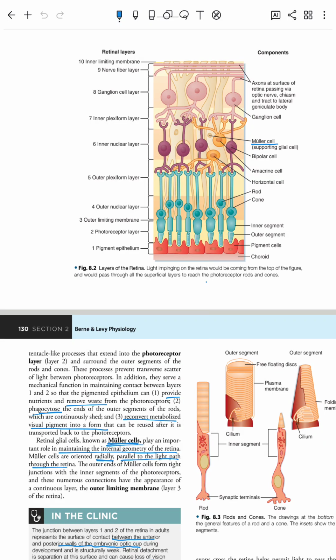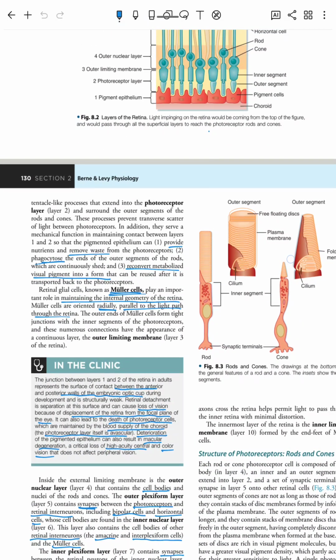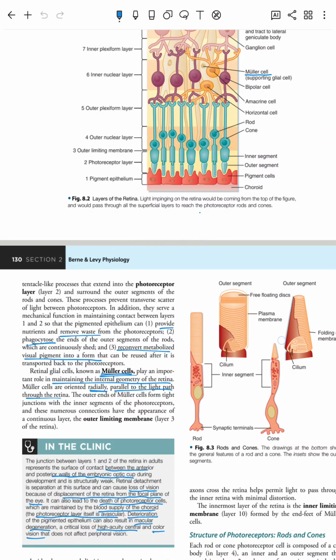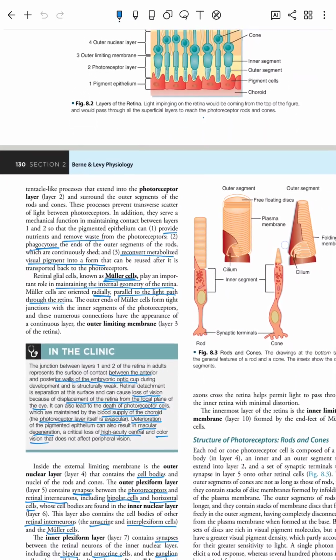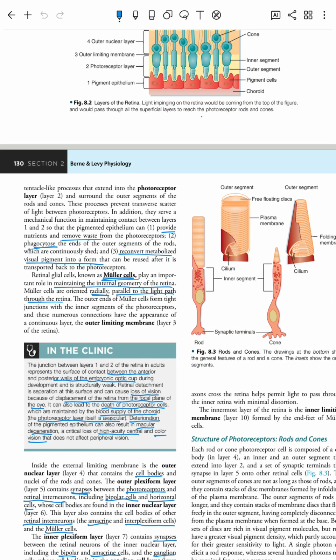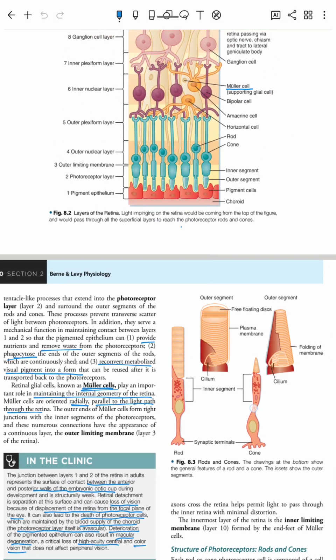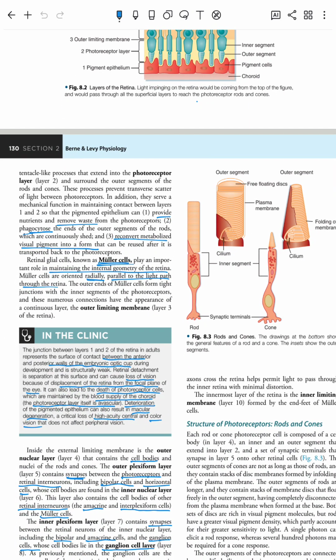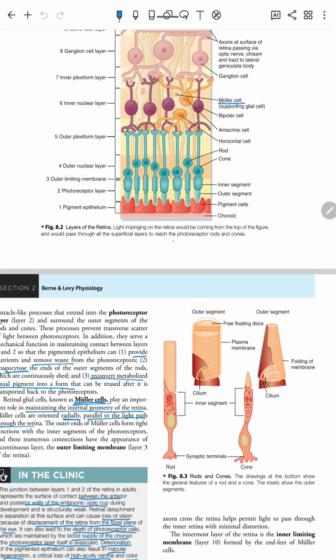So this is the outer nuclear layer. In the outer nuclear layer, we are seeing cell bodies and nuclei of the rods and cones. In the outer plexiform layer we are seeing synapses between the photoreceptors and retinal interneurons, including bipolar cells and horizontal cells, whose cell bodies are found in the inner nuclear layer. In the nuclear layer we are seeing cell bodies of the retinal interneurons, the amacrine and interplexiform cells, and the Muller cells.